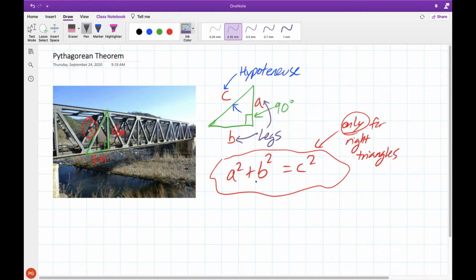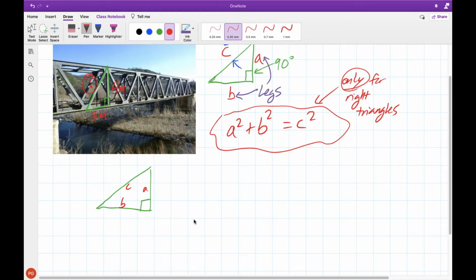And you'll notice in our equation, if we swap A and B, a squared plus b squared or b squared plus a squared, it doesn't make a difference. So whether you label this one A or this one A, it doesn't actually matter. The one that's really important though is that the one across from your right angle, this hypotenuse, this one is called C, always.